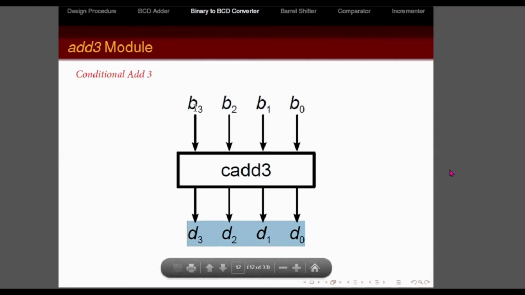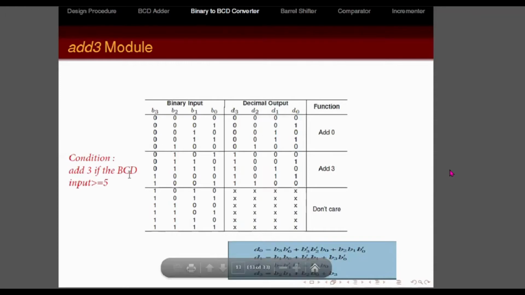So this number is either the same as the BCD input or add 3. For example, this one is the BCD that you implement in your milestone 3. Okay, so you look at this one. If the number is between 0 to 4, you don't do anything. The output is equal to input. If the number is 5, 6, 7, 8, 9, you add 3.